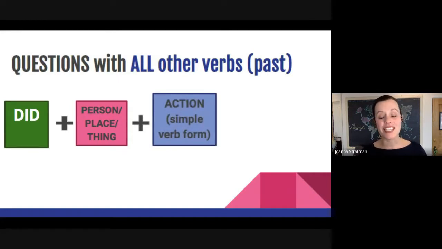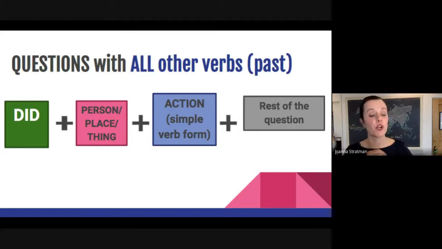This verb is always in this position in the simple form. So we will say go, or visit, or eat. Even though this question is in the past, we will not use the past form of these verbs. We will not use went or visited or ate here. Then we have the rest of the question.